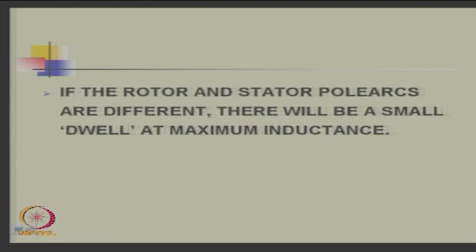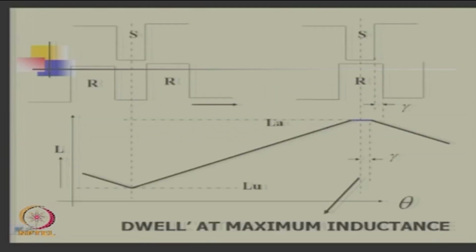Now, if the rotor and stator pole arcs are different, see, till now we assumed that the pole arcs of stator and rotor are the same, beta S is equal to beta R. Now, if they are different, what will happen? Then there will be a dwell at maximum inductance. So, there will be some positions at maximum inductance where, even if you move, there is no variation in inductance, is it not? So, how will it look like?